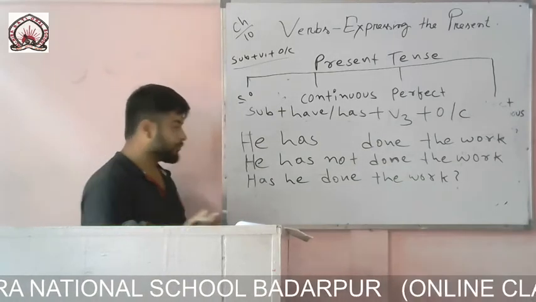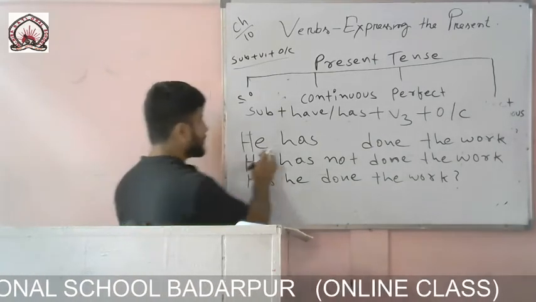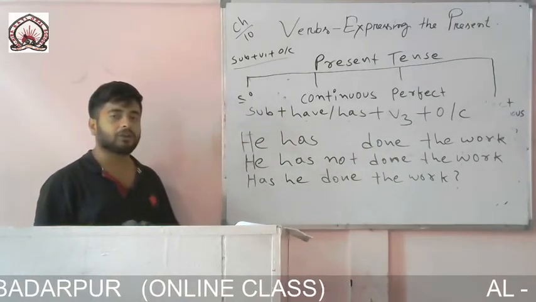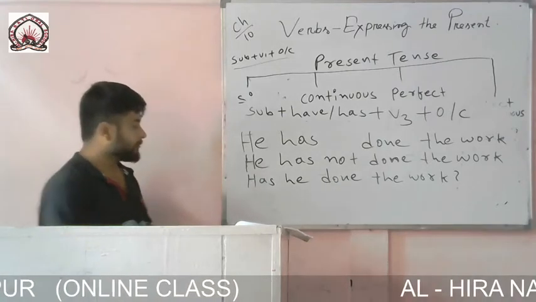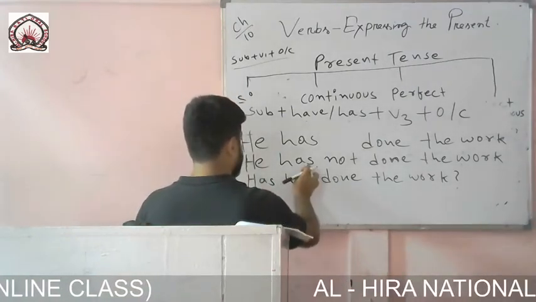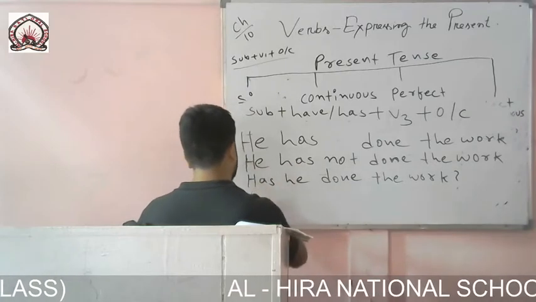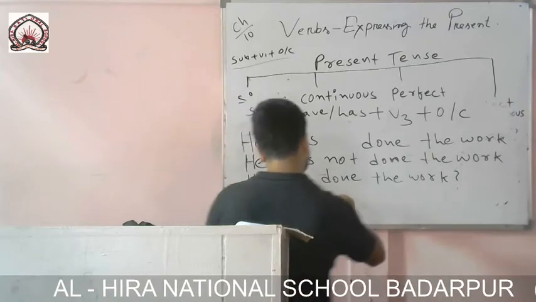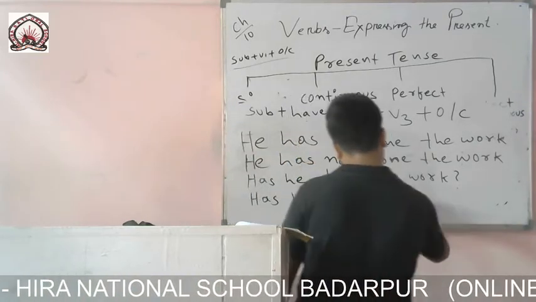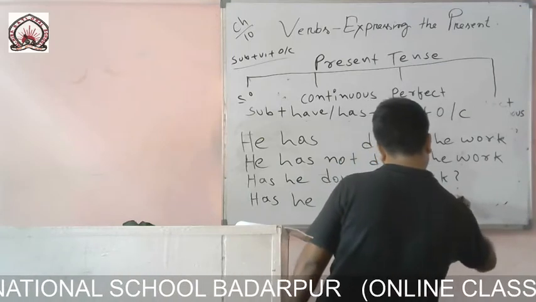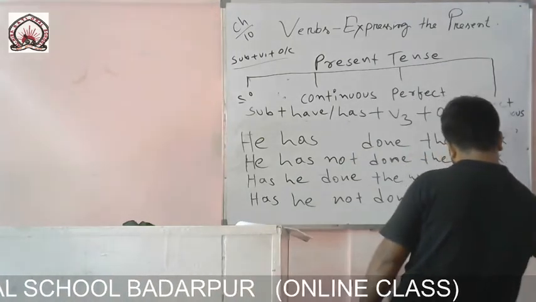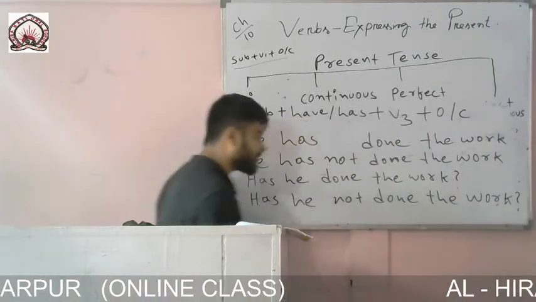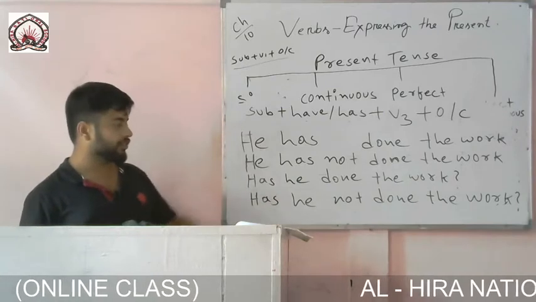Now if we want to transform this affirmative sentence into interrogative negative, how do we change it? Very simple. We bring the has to the beginning. Has he not done the work? Has he not done the work? So like this you have to do. Then in the case of interrogative and interrogative negative, remember that we have to put a question mark at the end. Has he not done the work?